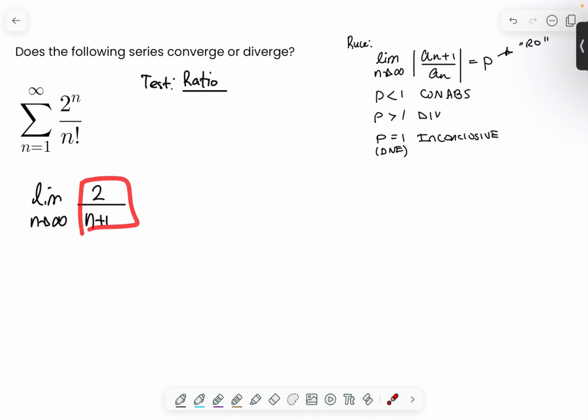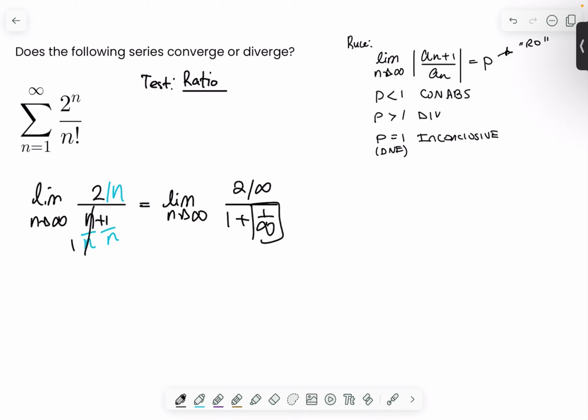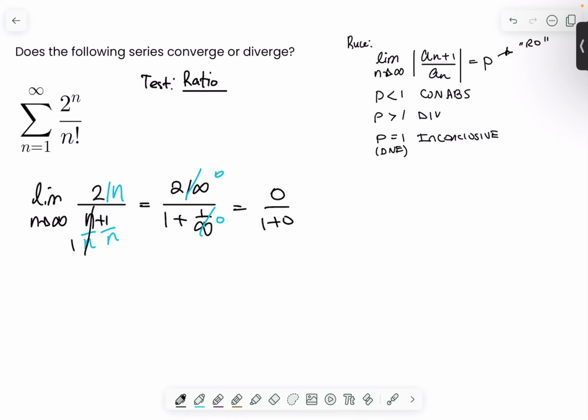So technically, we're still using the absolute value, so we follow the same rules. Now I notice this is a rational fraction, so I can divide every term by the term with the highest power in the denominator, which is n to the first power. When we plug in n equals infinity, this goes to 0, because one whole divided into infinitely many small pieces gets infinitely smaller. So we're left with 0 over 1 plus 0, which is just 0, which is less than 1. And so rho is less than 1, meaning our series converges absolutely.